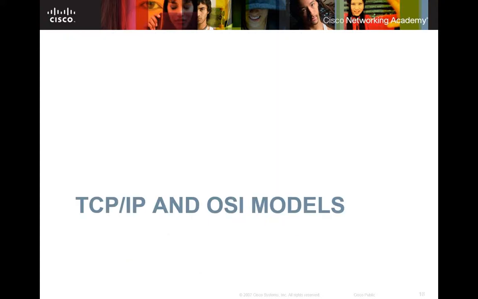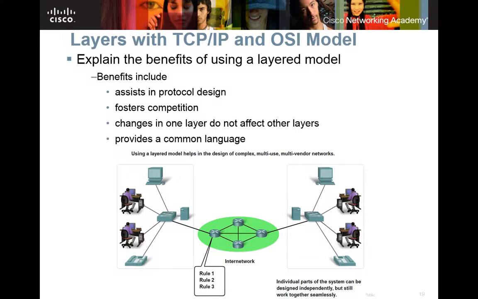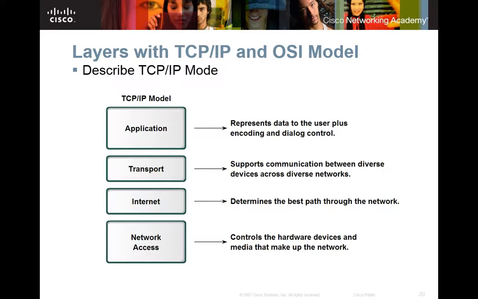Now let's discuss the difference between the TCP/IP model and the OSI model. What do they do? Well, they assist in protocol design. They foster competition. Changes in one layer do not affect any other layer. It provides a common language for networks. The TCP/IP model has 4 layers. It has the network access, which is your data link layer and also your physical layer. You have the internet layer, which is your network layer. Transport, which is your transport layer. And then application, which is your session, presentation, and application layers of the OSI model.